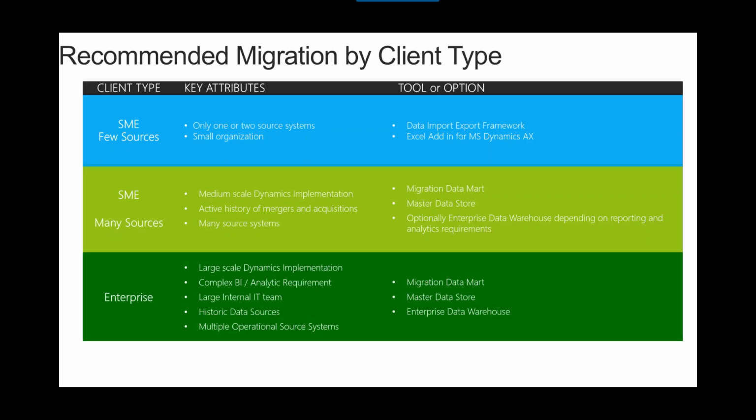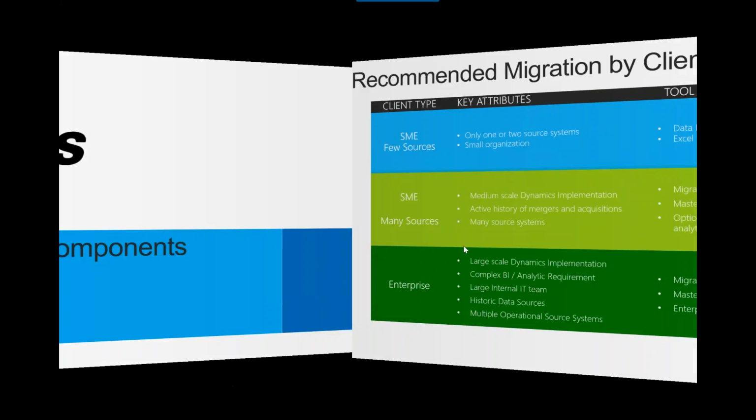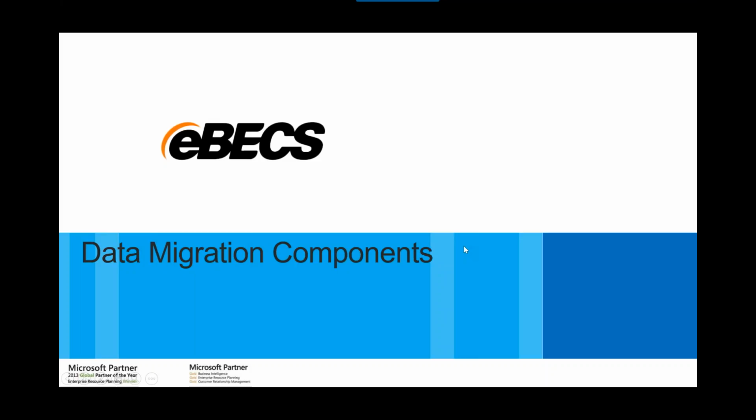And for a large enterprise, if you have a large Dynamics implementation, complex historical data sources, mergers, acquisitions, I mean, right off the bat, we're going to say, go with the migration data mart, go with your master data store, and not even optionally, go with an enterprise data warehouse. It's just going to pay off and pay dividends in the long run. So that's some of the migration strategies. So now let's talk a little bit about what are the components you use during these migrations and where you use them.